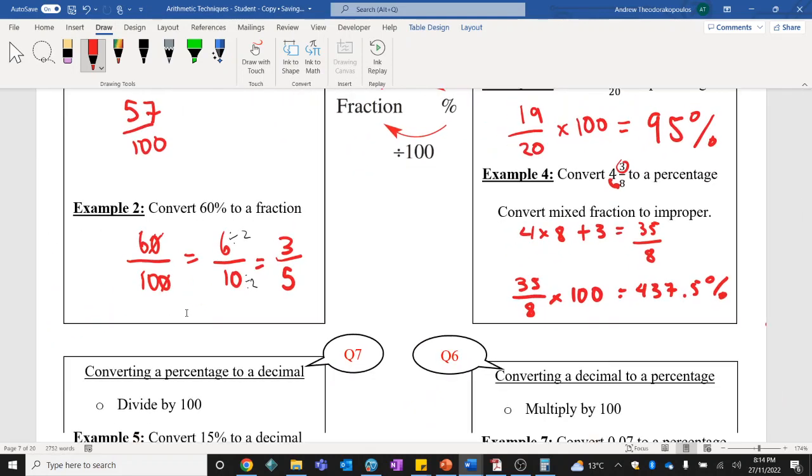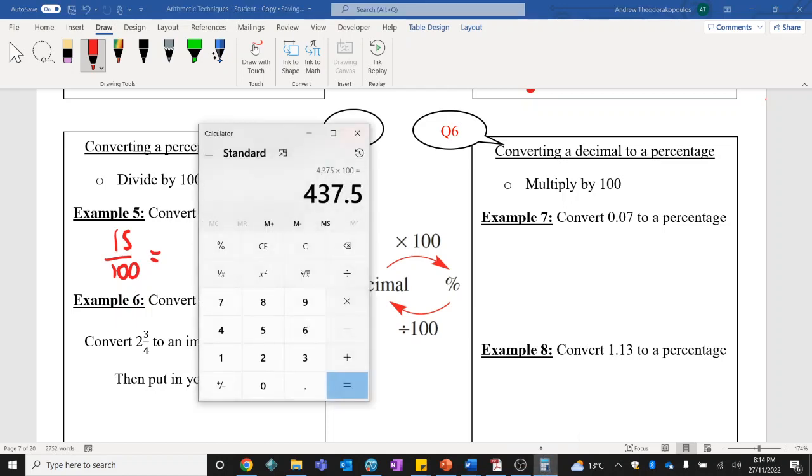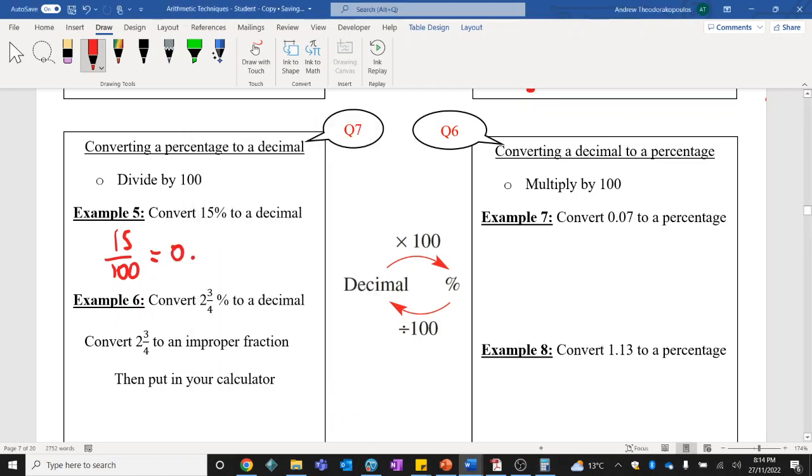Now let's focus on converting a percentage to a decimal. So we just need to divide by 100. So 15 divided by 100, and then we put in our calculator, which is 0.15.